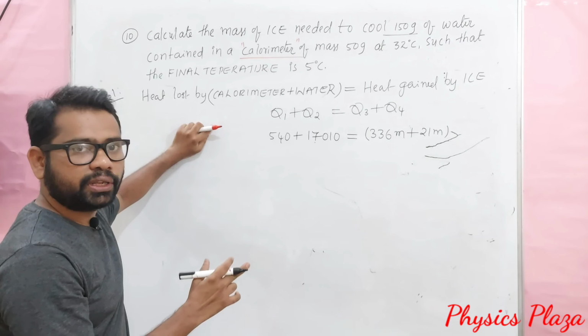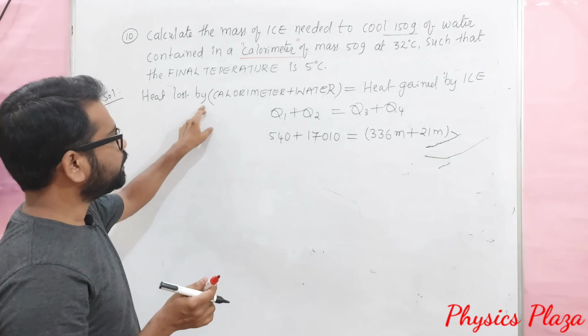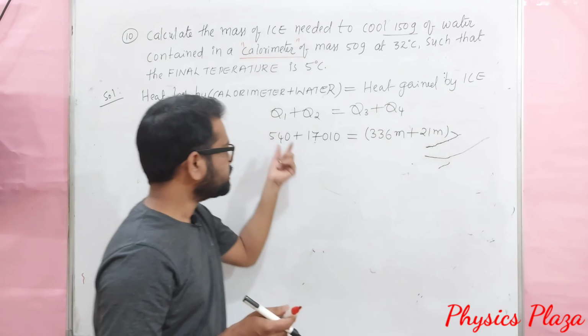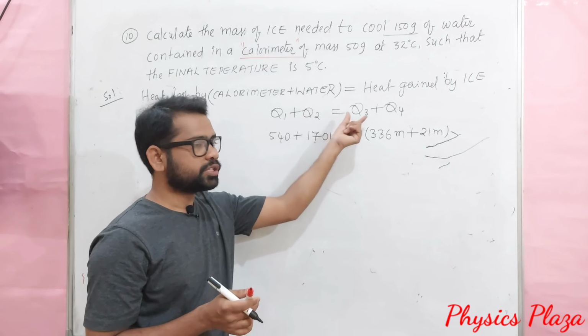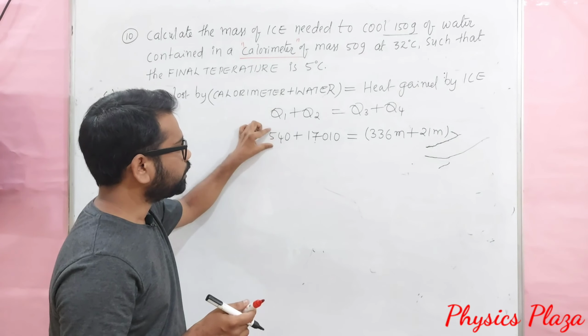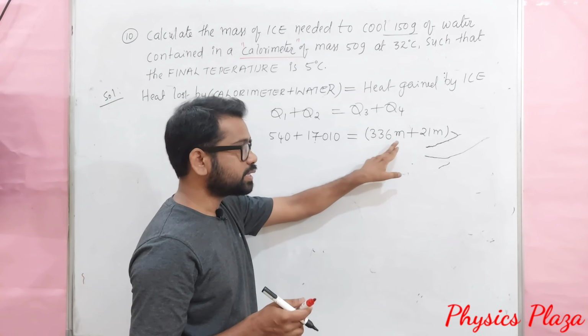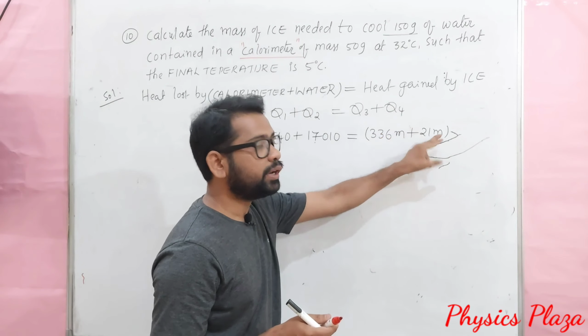Yes, so this is what we actually got. Children, heat lost by calorimeter plus water is equal to heat gained by ice. So that is Q1 plus Q2 is equal to Q3 plus Q4. Children, we got Q1 is 540, Q2 is 17010 and Q3 is 336 m and Q4 is 21 m actually.